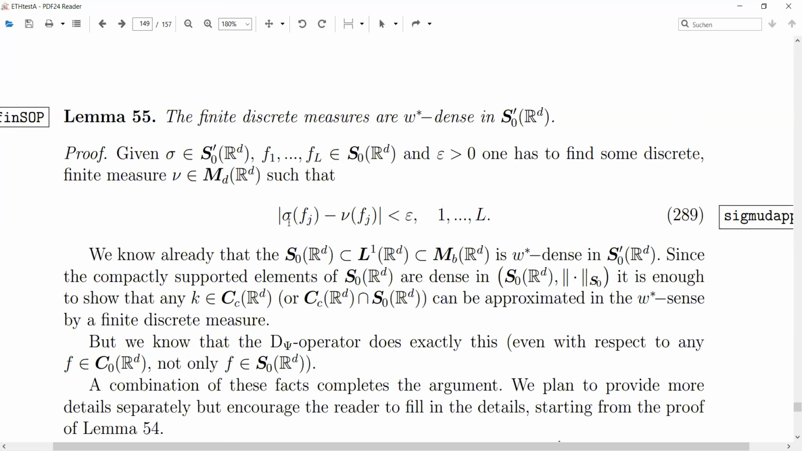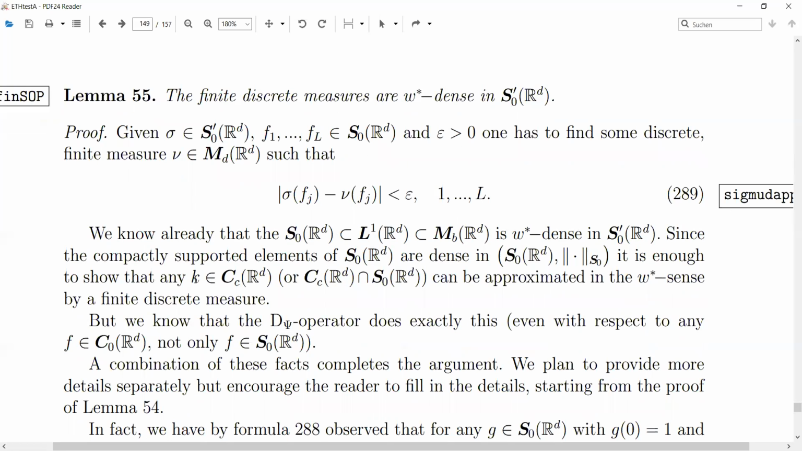first approximate sigma by some nice functional coming from a nice function. But if it's a nice function, it can be approximated without loss of generality by a continuous function with compact support in S0 if you want or not. But that means you can just now apply the discretization operator. Well, it gives you one more epsilon, but if epsilon is arbitrarily small, it's not 2, but 3 or 4 epsilon. So that's no problem.